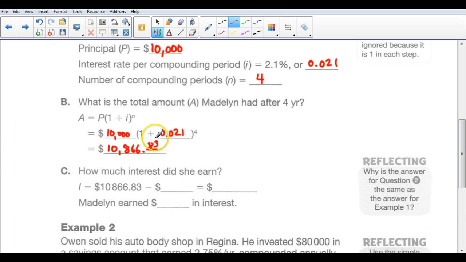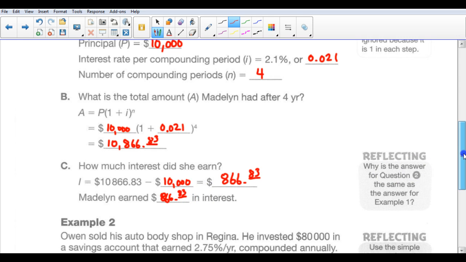Do you recognize that number? That's the exact number that we got when we did it with the simple interest and carrying it over for 4 years. But here I got that exact same number just by plugging it into one simple formula. So how much interest did she earn? $10,866.83. Subtract the original investment of her principal of $10,000, and she ends up with $866.83. So you can see calculating compound interest isn't that hard if we use the formula.